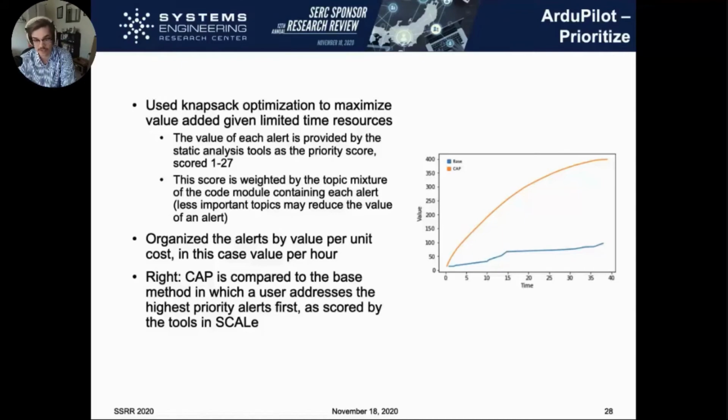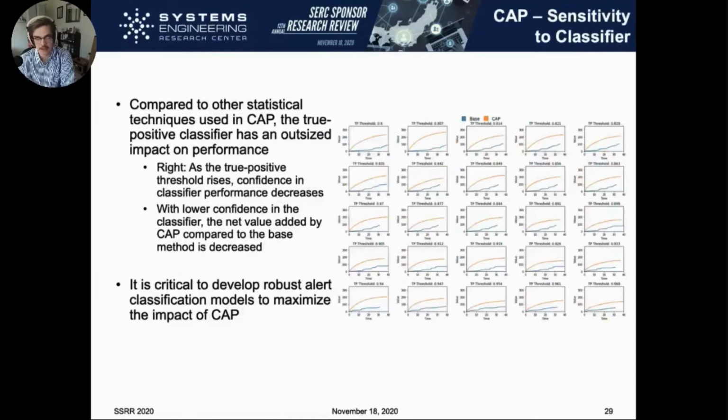However, we know we made a lot of assumptions, so we wanted to test these assumptions. We can see in the next slide, one of our key assumptions was the true positive classification. What we noticed here is that compared to the other assumptions, the true positive classifier had an outsized impact on CAT performance. If you look at the graph on the right, as you move right and down, the orange line gets closer to the blue line.